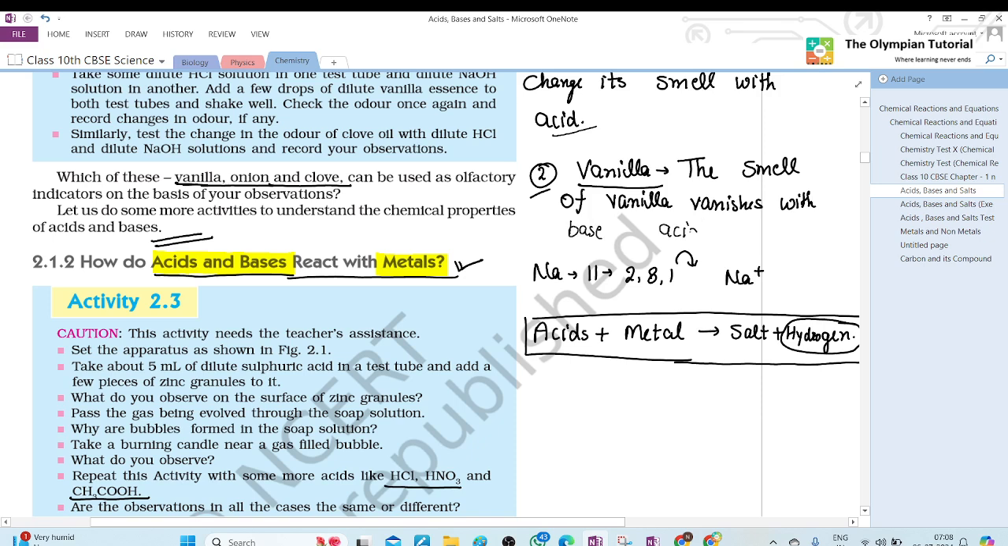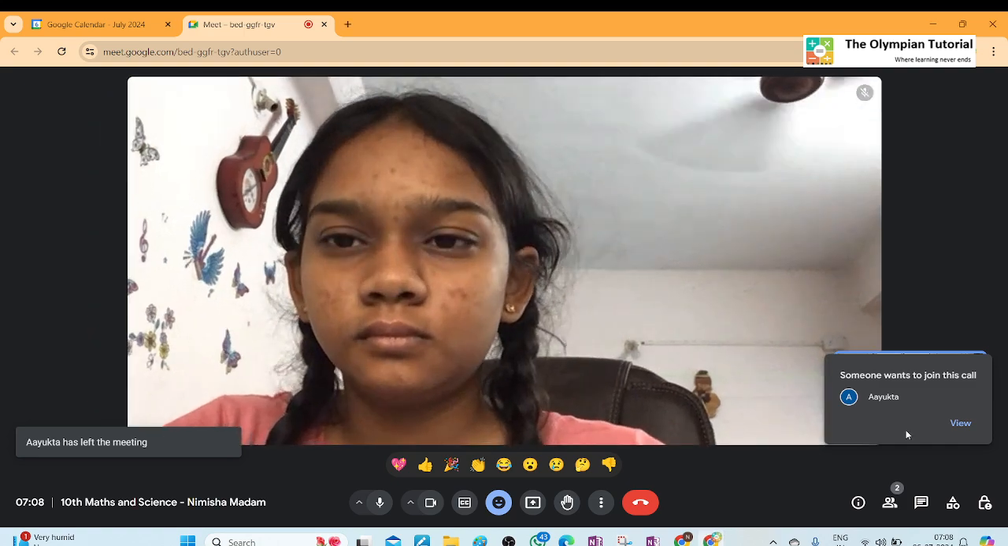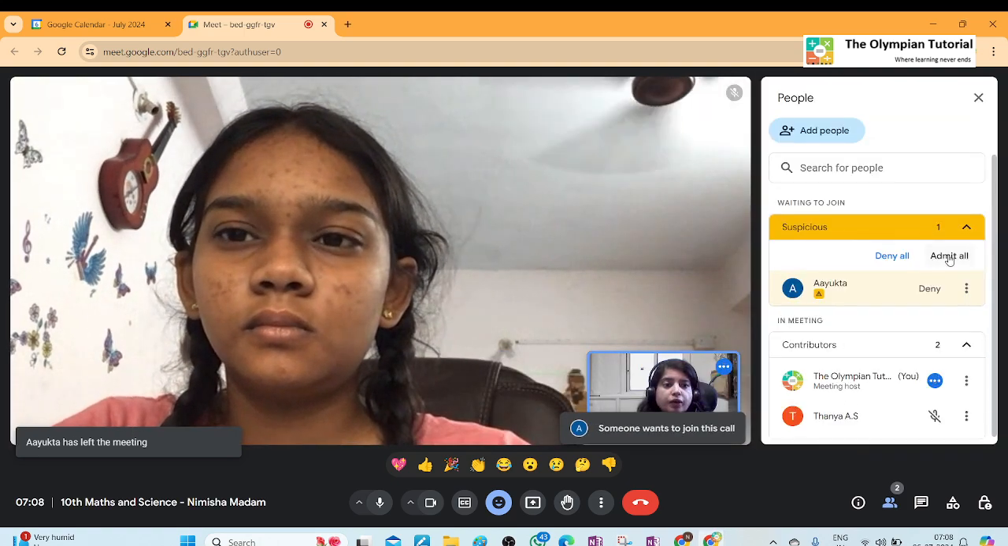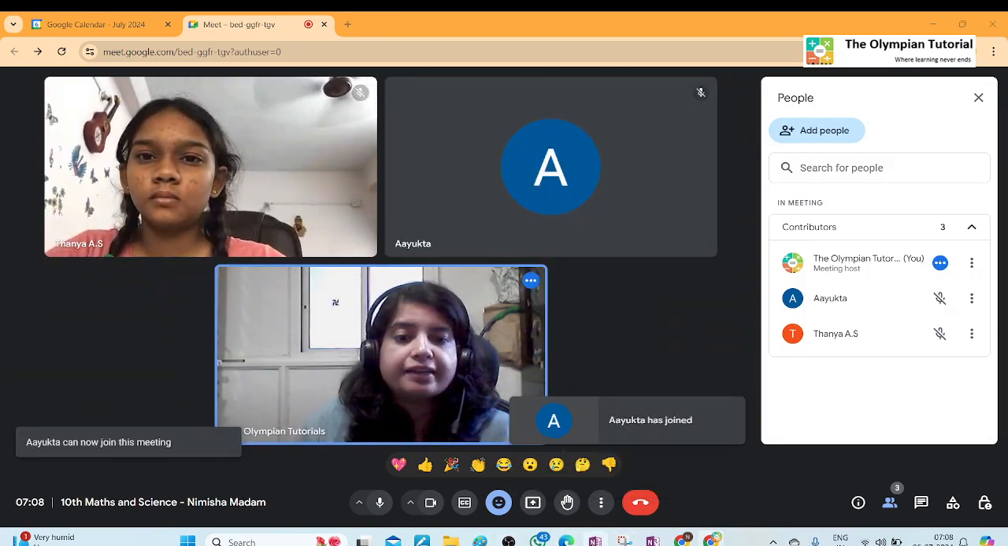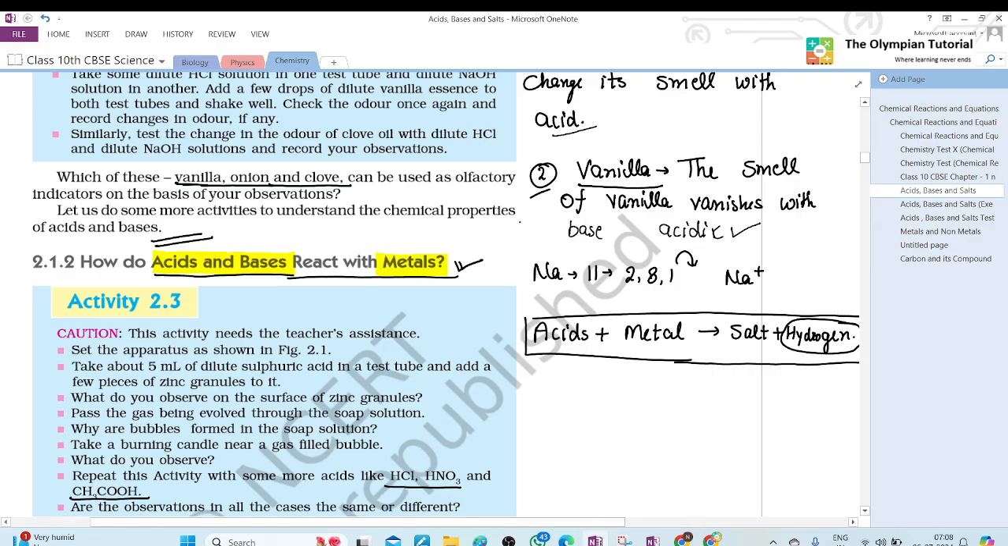Friends, as we already learned, like in milk there is acid, we eat ice creams that have vanilla flavor. So if it were vanished with acid, what would happen? We would not get any flavor in ice creams. That's why vanilla keeps its flavor in acidic medium, but in basic medium it will vanish.